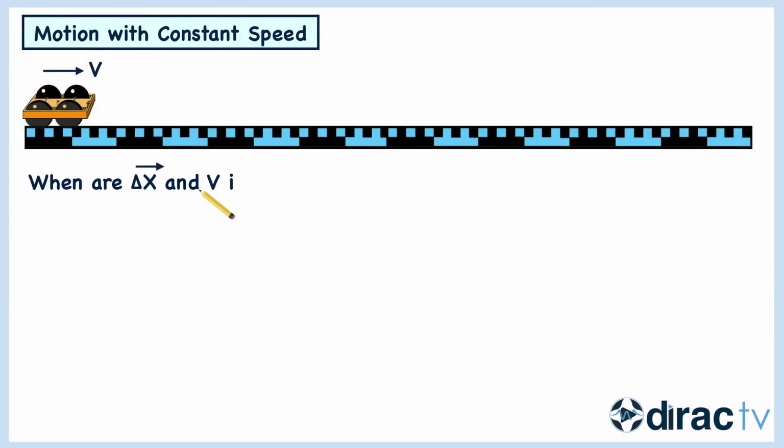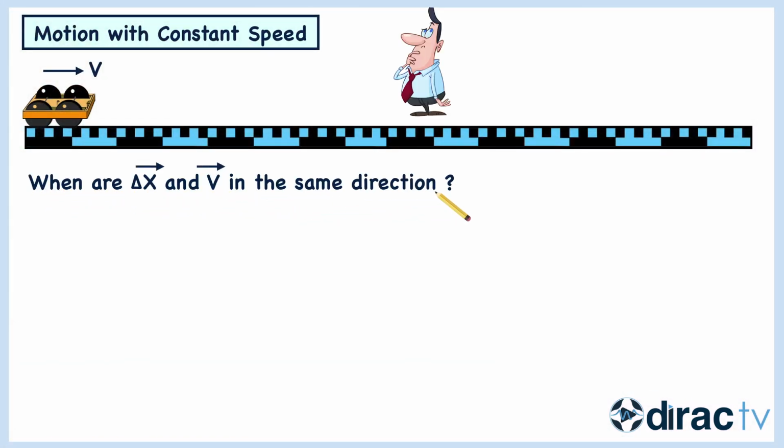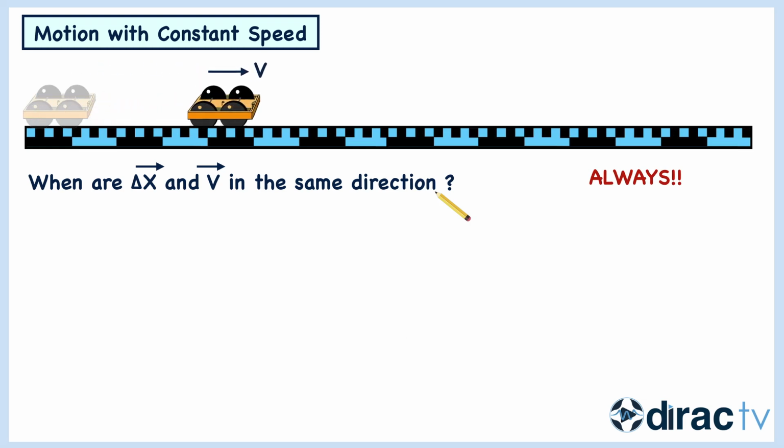When are delta x and the v vector in the same direction in a motion? Answer: always, because the direction of velocity means the direction the car's headlights are pointing in. See, they're pointing to the right, and the car is going in that direction. What's the direction of delta x?